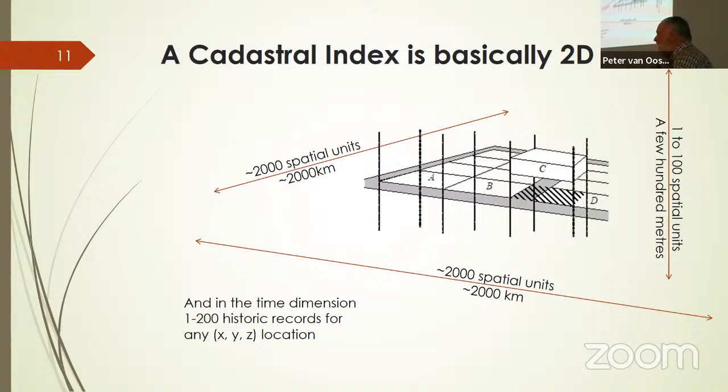If you did a two-dimensional search and then looked at everything in that column, you'd probably do just as well as if you did a three-dimensional search. And likewise, the time dimension, even with a full history, you've probably only got a few hundred historical records for a cadastral parcel. So it simplifies the problem if you can think of it as 2D.